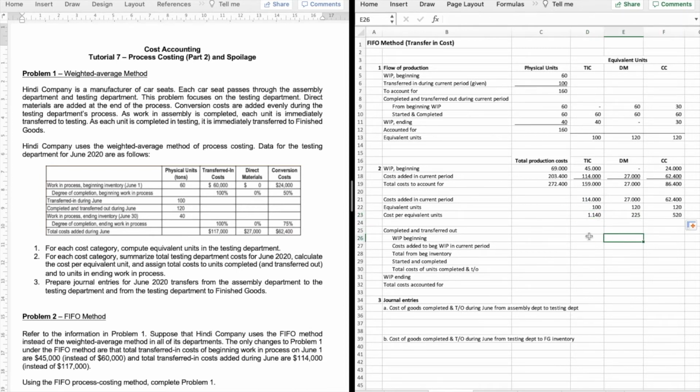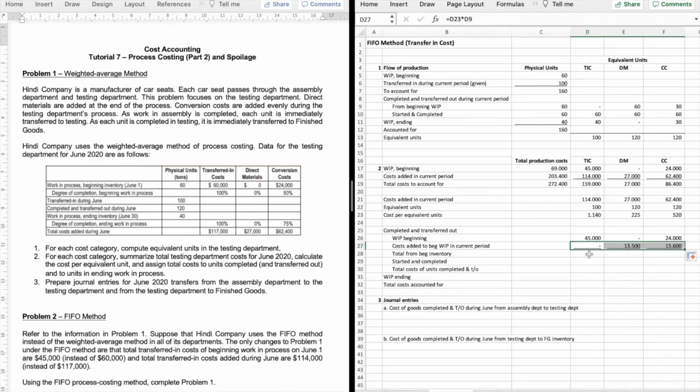And the last step is when we want to assign this cost to the beginning work in process, started and completed, and also to the ending process. In the beginning work in process, basically it's the same with the step 3 that we have calculated, and the direct materials is 0, and the conversion cost is 24,000. And now, cost added to beginning work in process in current period. To calculate this, we have to multiply the cost per equivalent units with the equivalent unit that is in the beginning work in process in this current period.